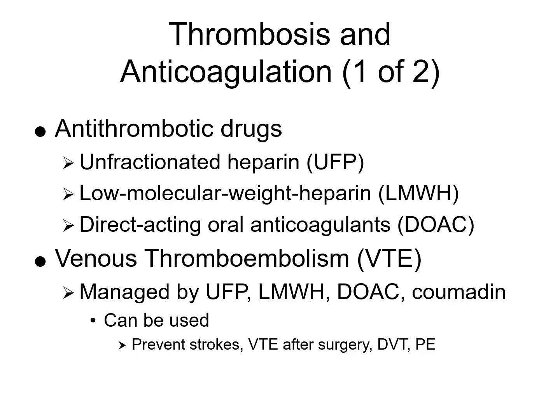Venous thromboembolism, by definition, includes deep vein thrombosis, which is DVT, and pulmonary embolism, which is PE. VTE is treated and prevented using unfractionated heparin, low molecular weight heparin, and direct-acting oral anticoagulants, as well as Coumadin. Some clinical uses of antithrombotic drugs: we use it for the prevention of strokes, especially in atrial fibrillation, prevention of VTE after surgery or prolonged immobilization, in the treatment of DVT and PE, and the management of other thrombotic conditions as indicated.